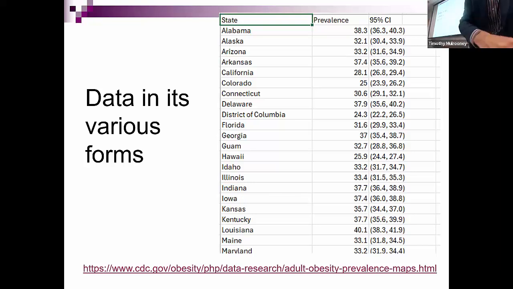Information. All right, it's information. Give me an example of information. Okay, let's see. So we're looking at obesity prevalence rates. These are obesity rates. I don't know exactly what the numbers are. There's percentages, and they go by state. So data would be the obesity rate in Kansas, where Kansas is 35.7.